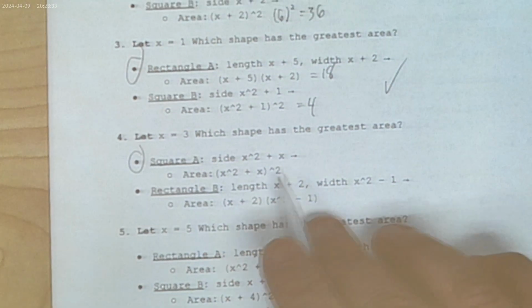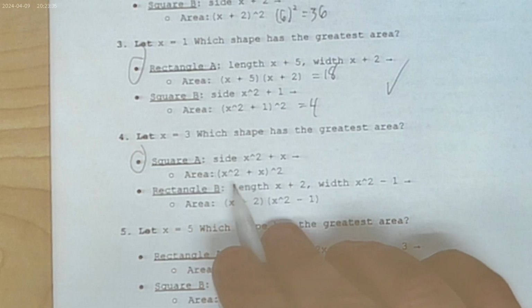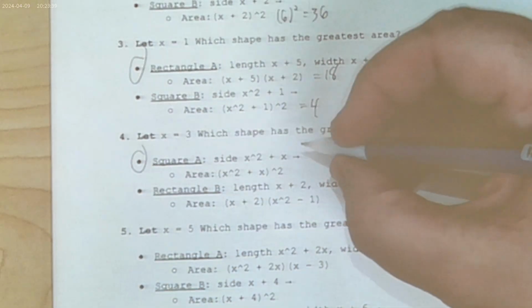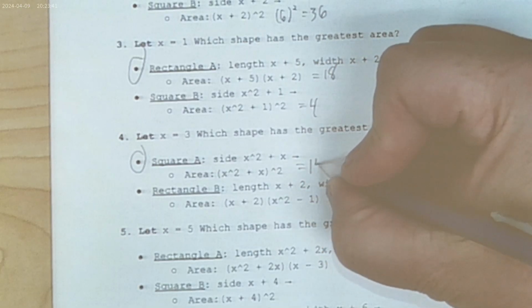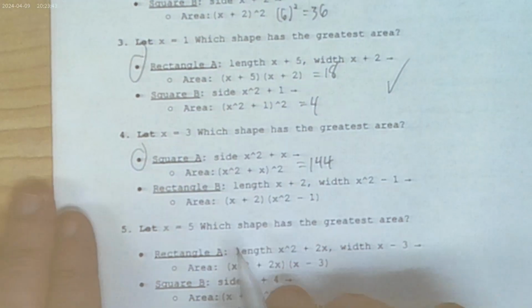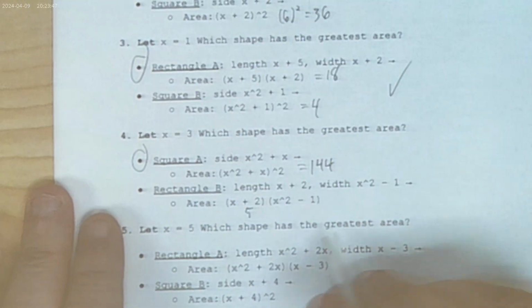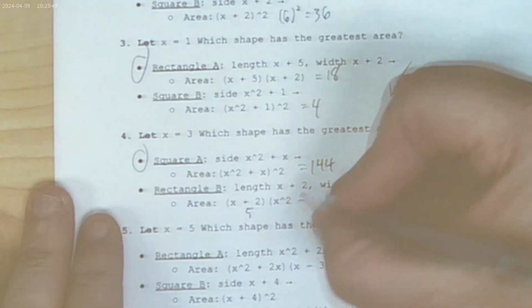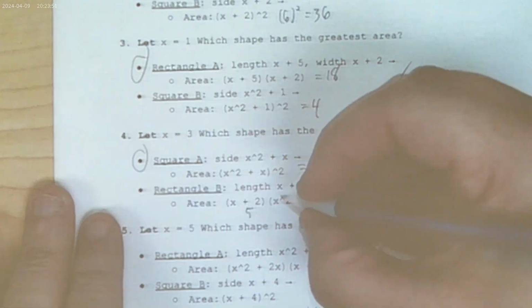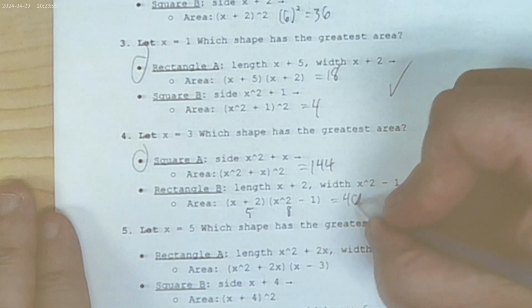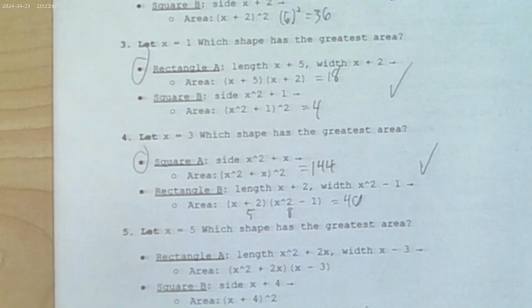So x equals 3. The area is 9 plus 3, which is 12 squared, which is equal to 144. Not bad. The rectangle is 3 plus 2, which is 5, times 9 minus 1 is 8, which is 40. All right, I'm doing all right here.